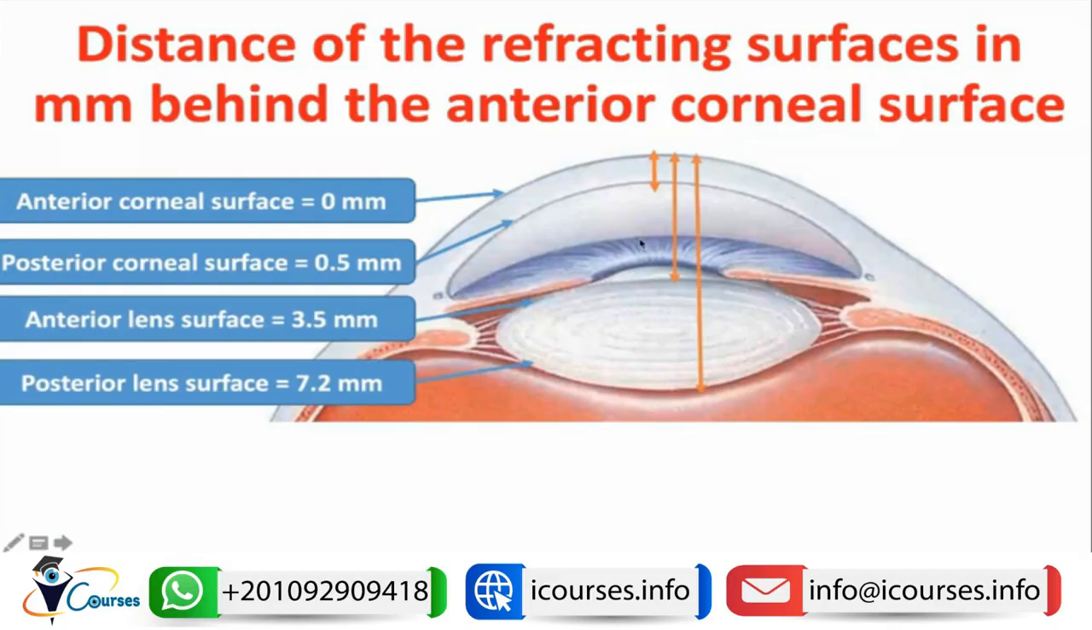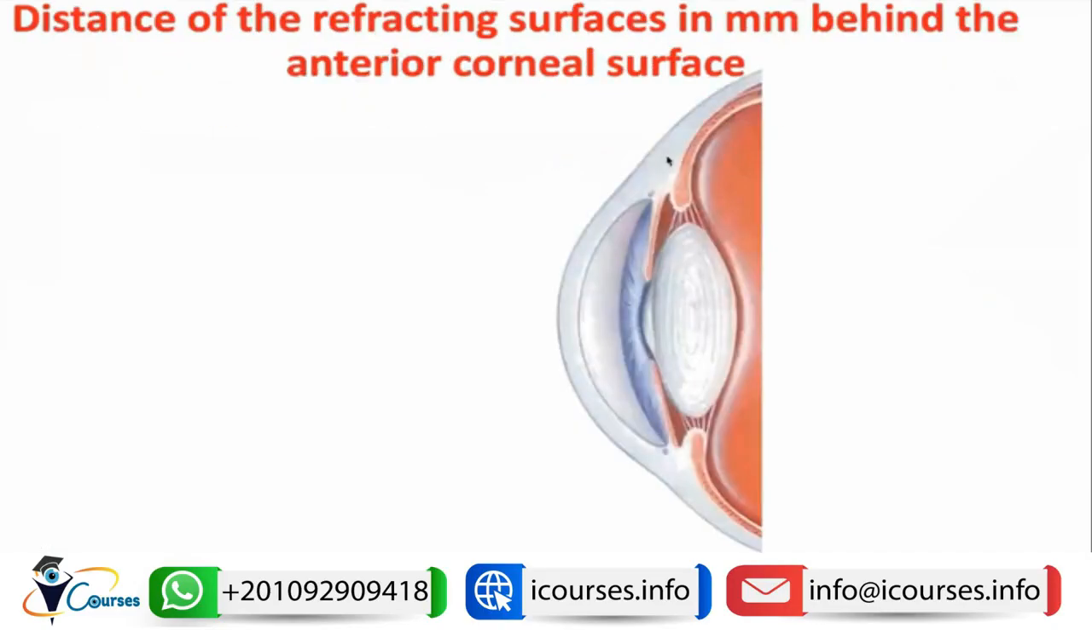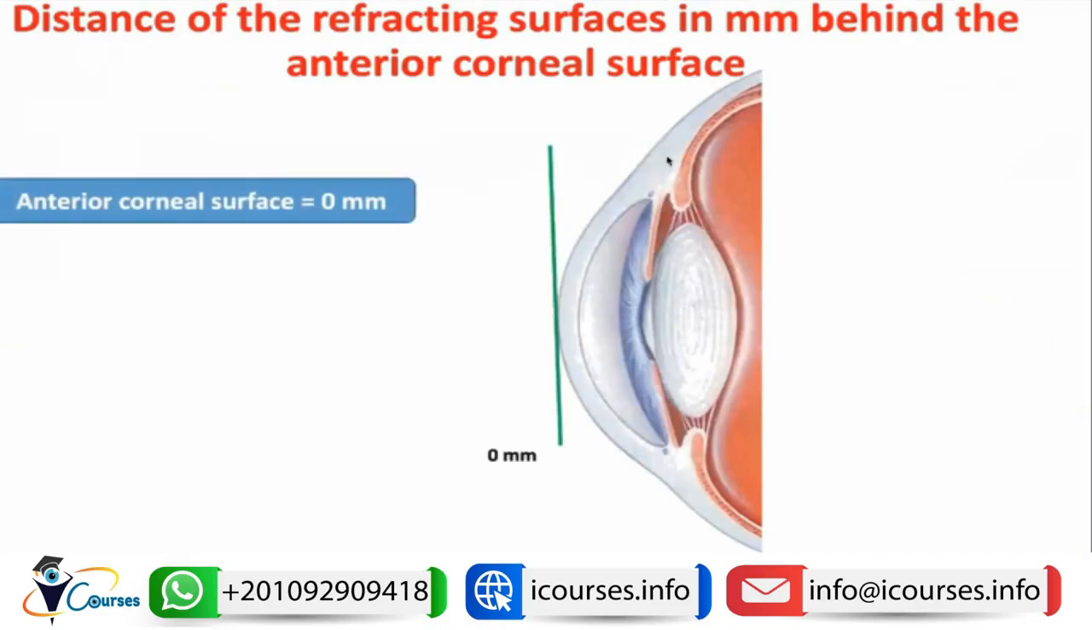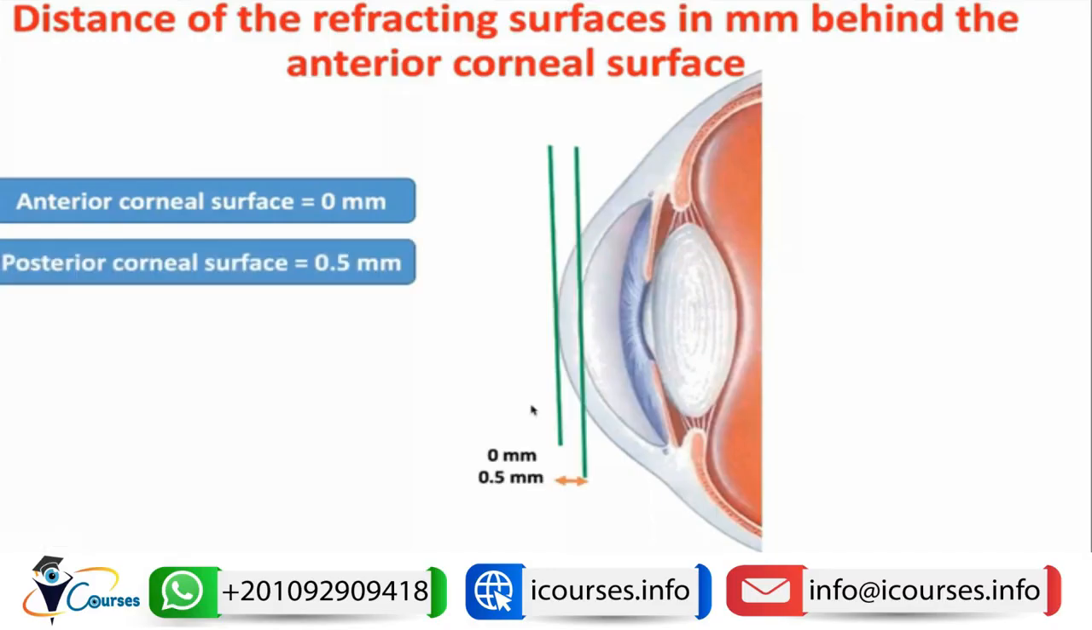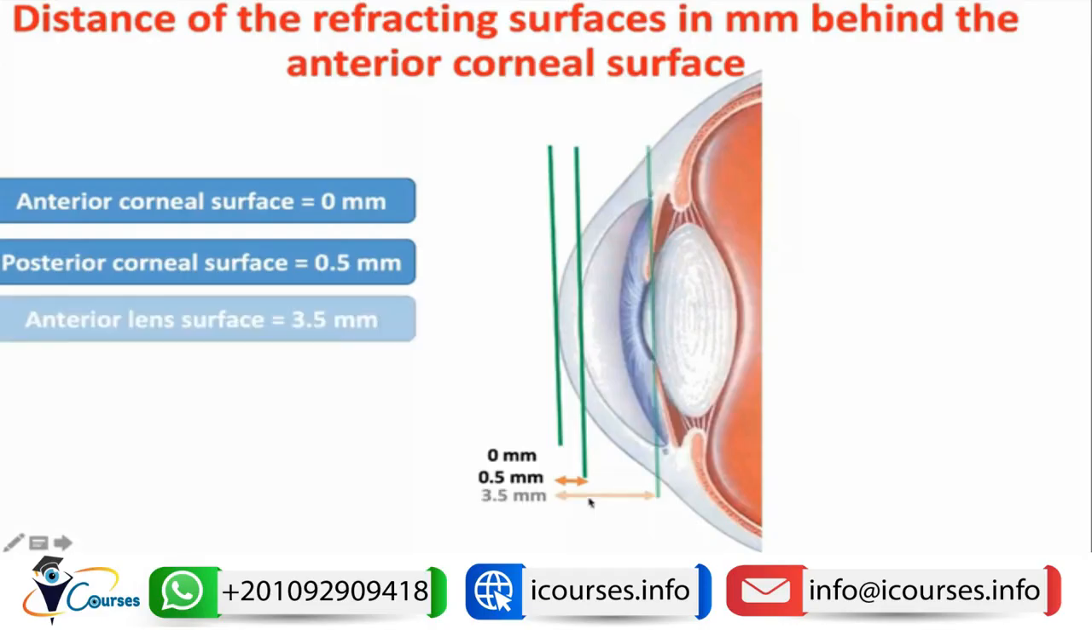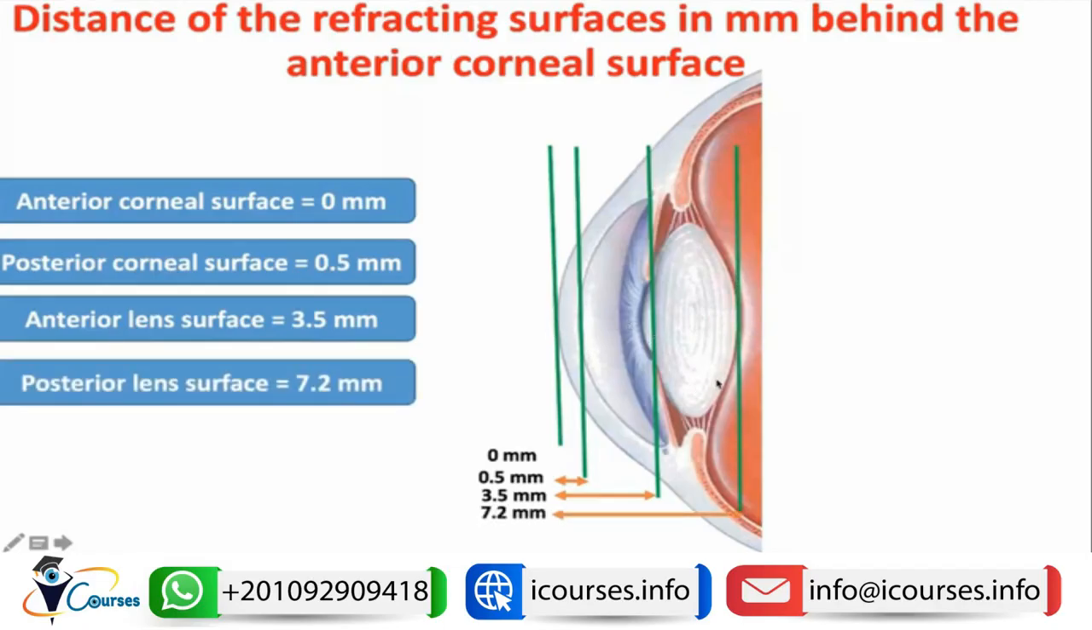If we add the thickness of the lens to the depth of the anterior chamber, we get the posterior lens surface, which is situated about 7.2 millimeters behind the anterior surface of the cornea. So here we can consider that the anterior corneal surface is the 0 point, the posterior corneal surface is 0.5, the anterior lens surface is 3.5 millimeters behind the anterior surface of the cornea, and the posterior lens surface is 7.2 millimeters.